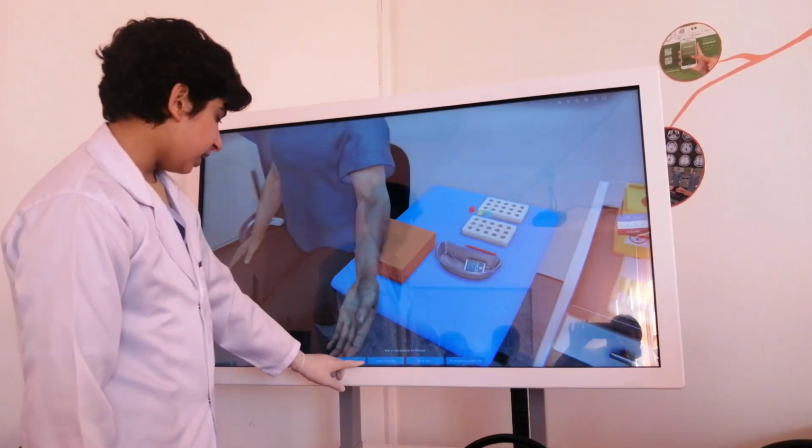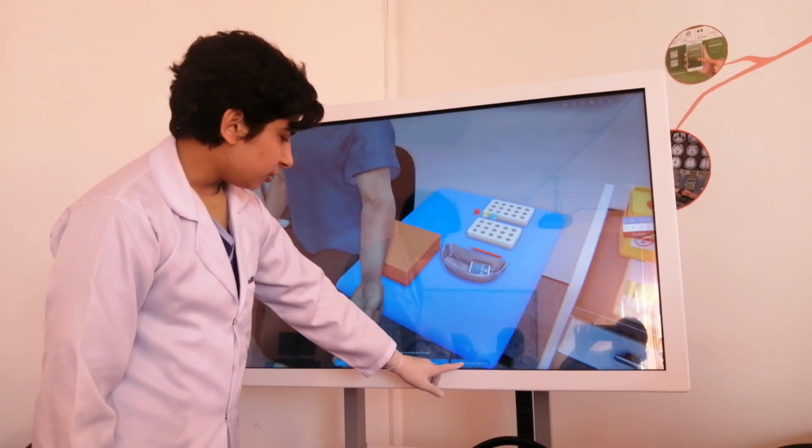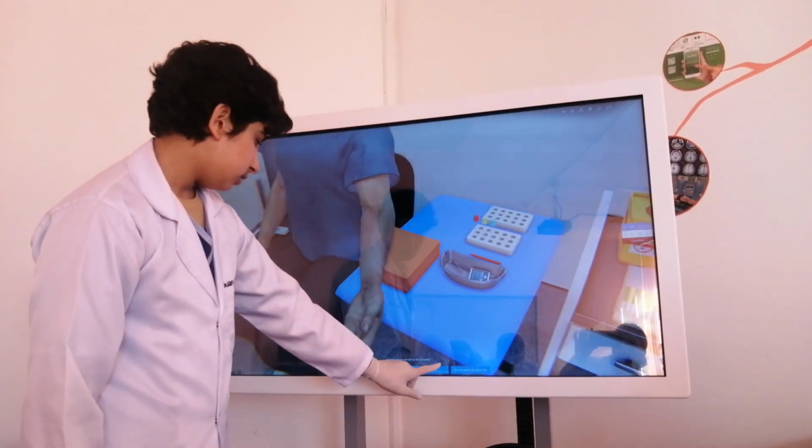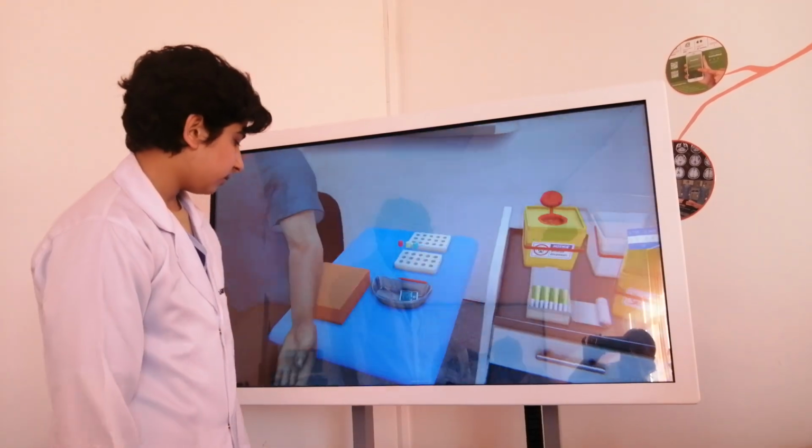Examine the venipuncture site. Apply a tourniquet. Put on gloves. Ask the patient to make a fist.